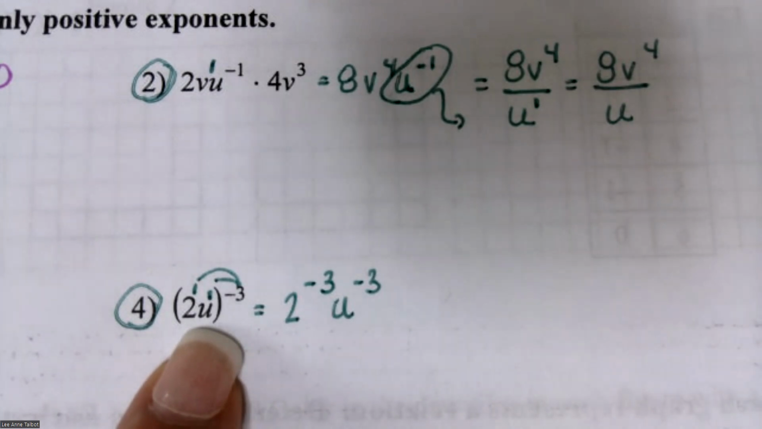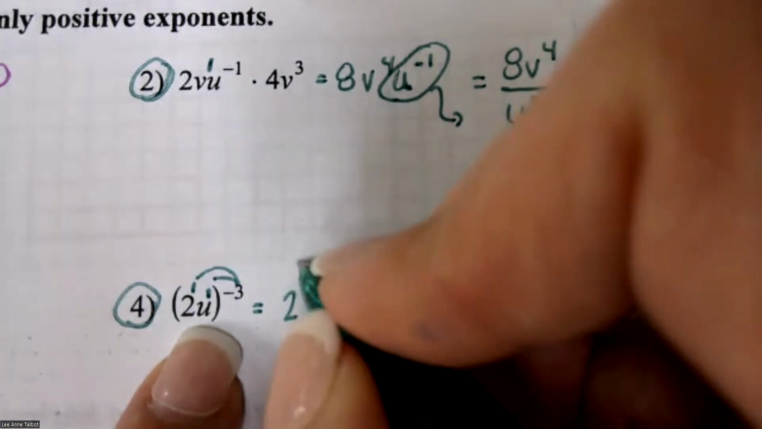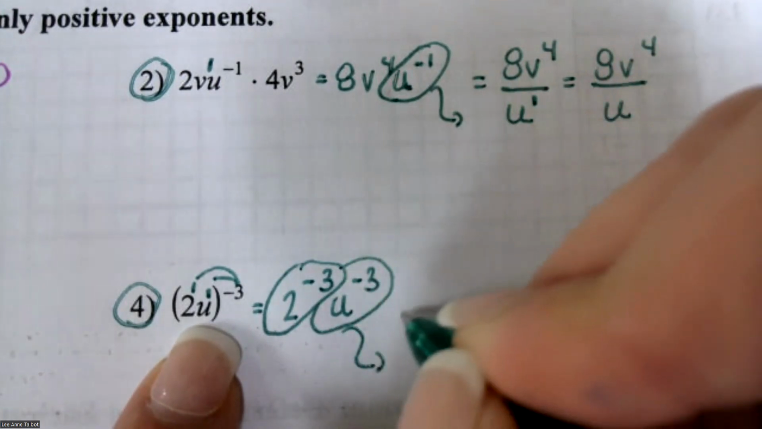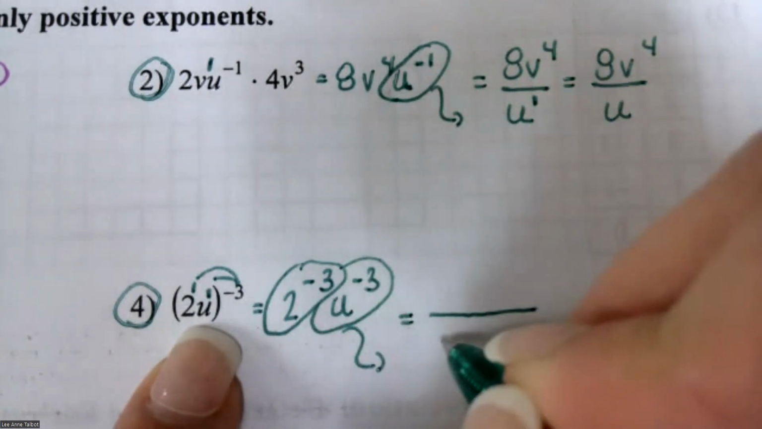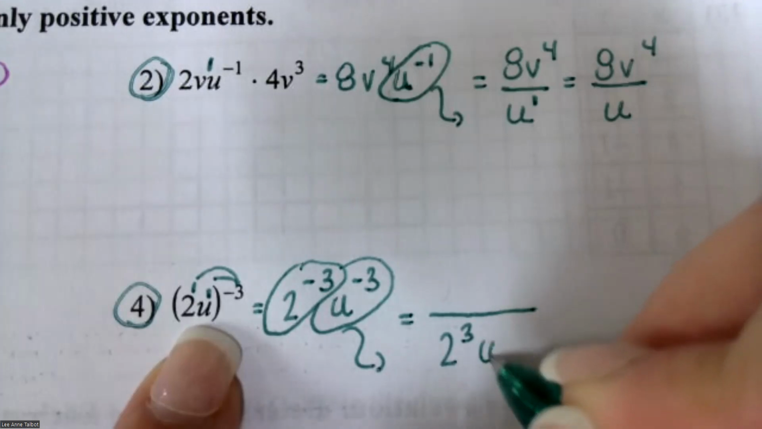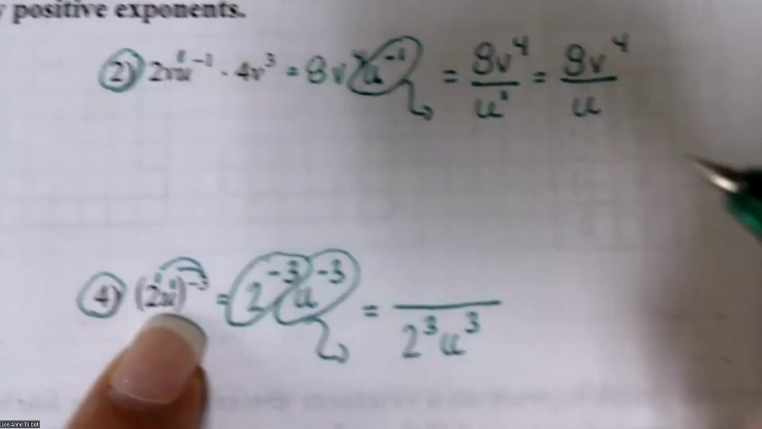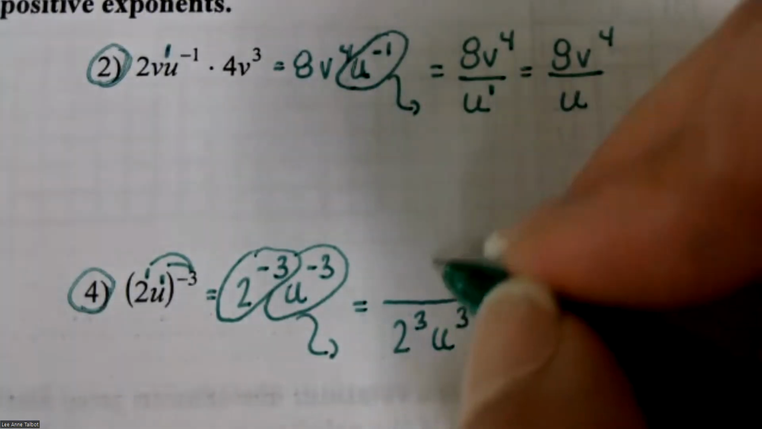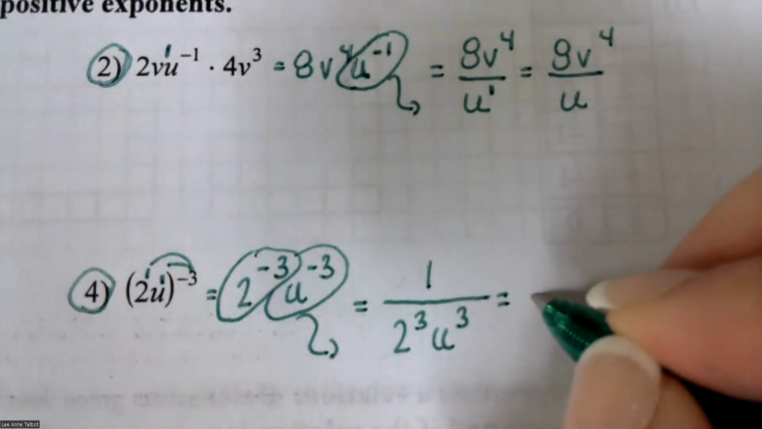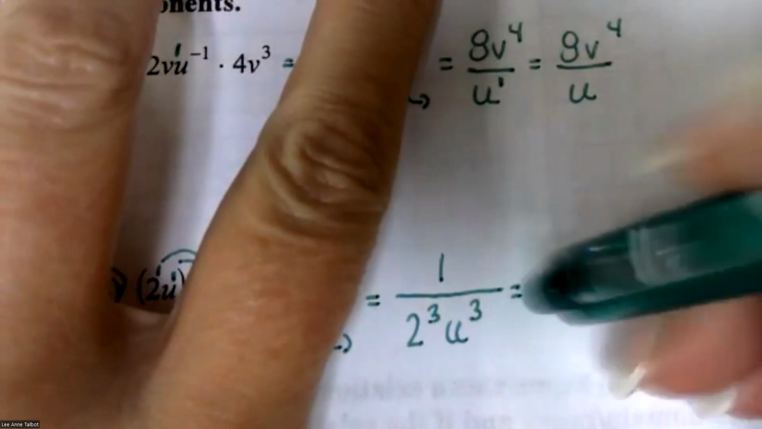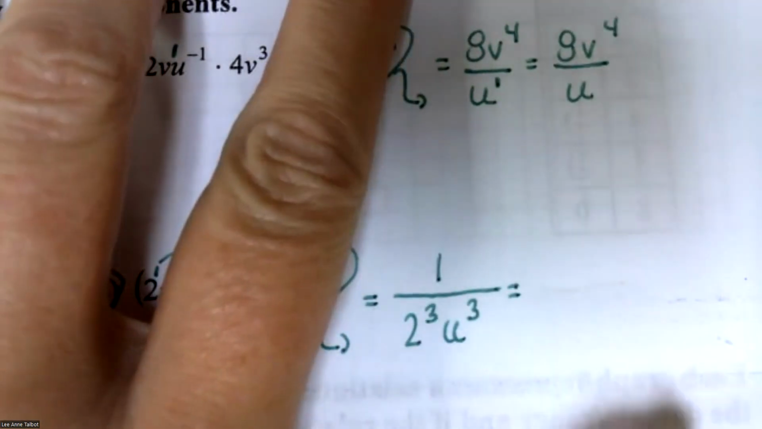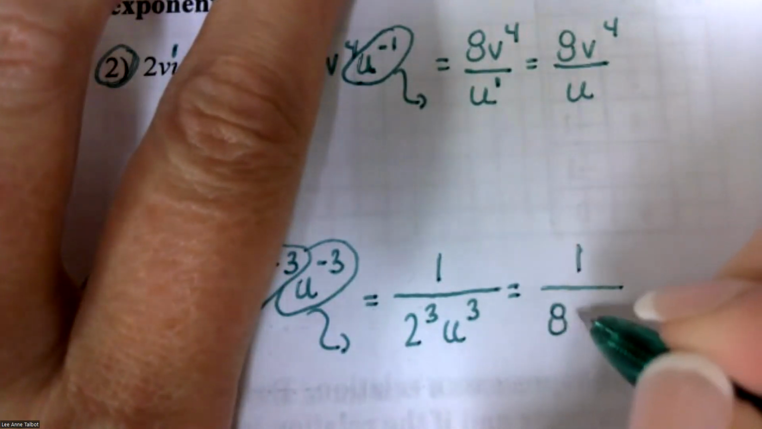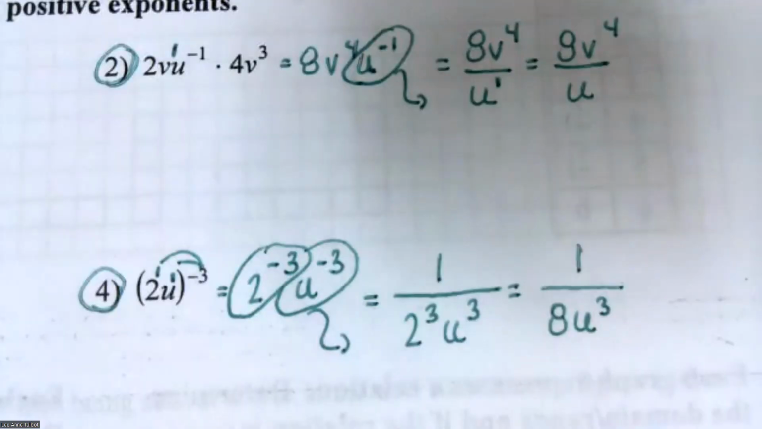Okay, do you see any that need reciprocals in this one? Yeah, both. So this is going to be 2 to the positive 3, U to the positive 3. What do we do when there's nothing on top? 1. Beautiful. Whoa, what happened to my fraction bar? Got wiggly. Okay. 1 over 8U to the 3rd.